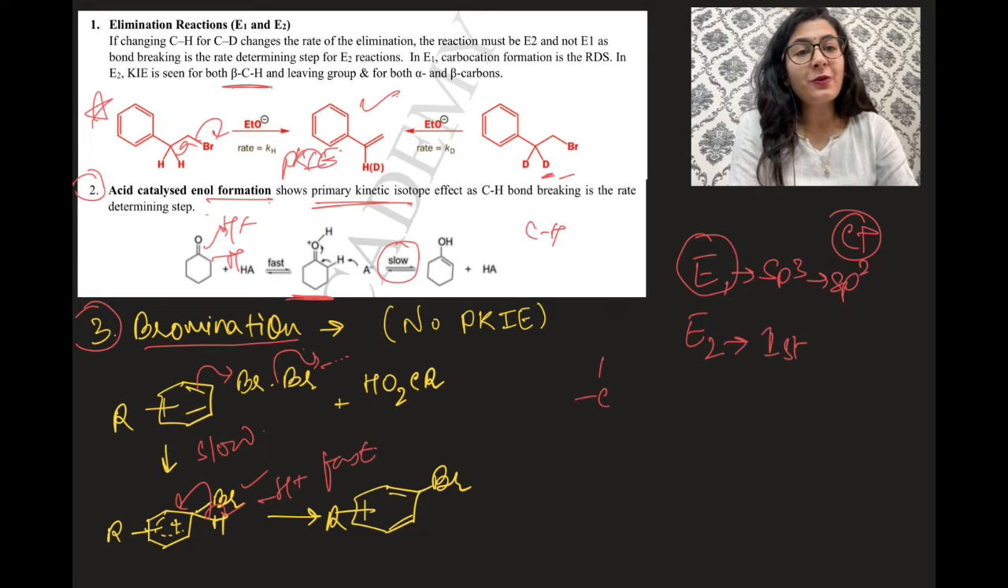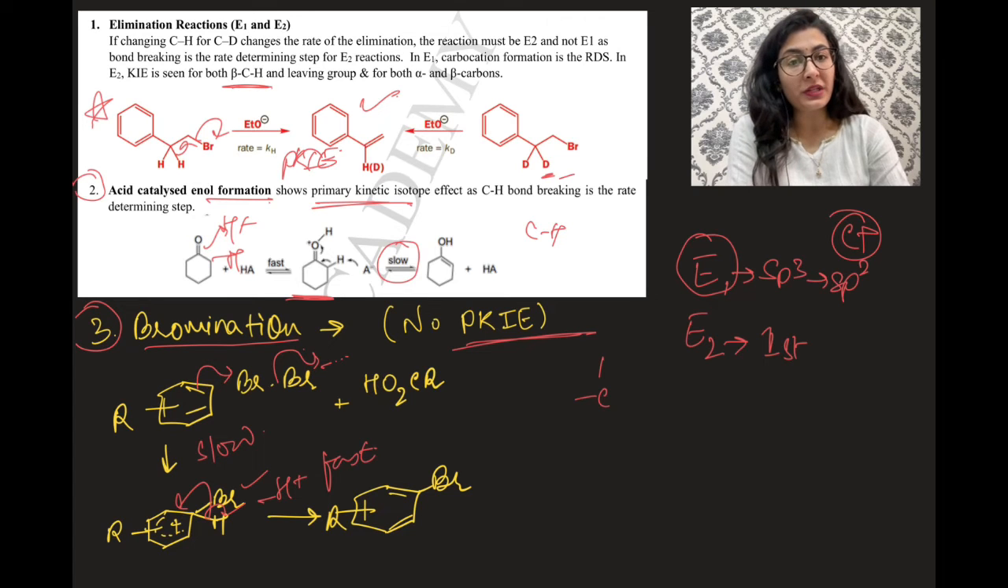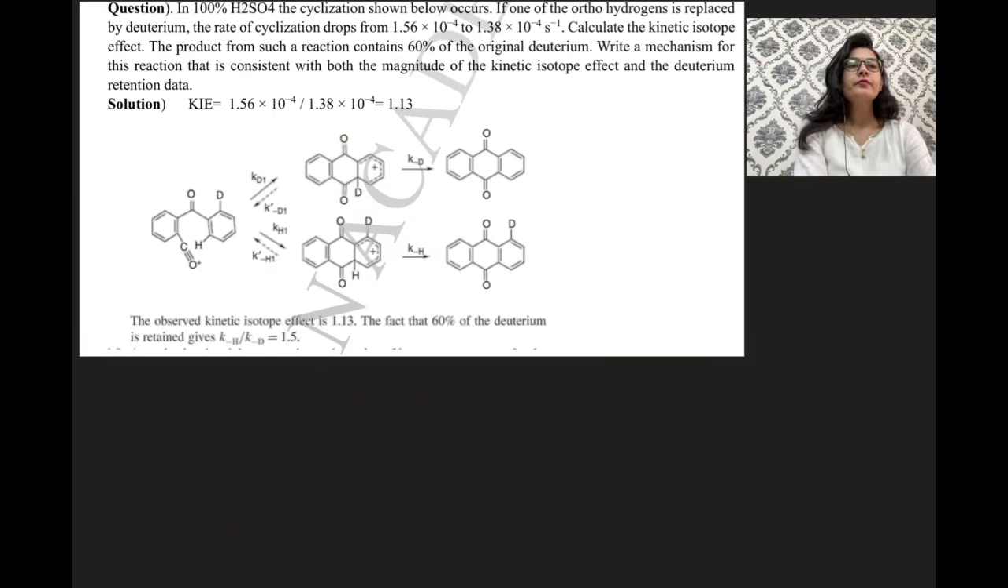So there is no primary kinetic isotope effect shown in the bromination, that is aromatic substitution like this. All right, guys. So you look at this example over here. We have a very, very nice example to consider. In 100% H2SO4, the cyclization shown below occurs.